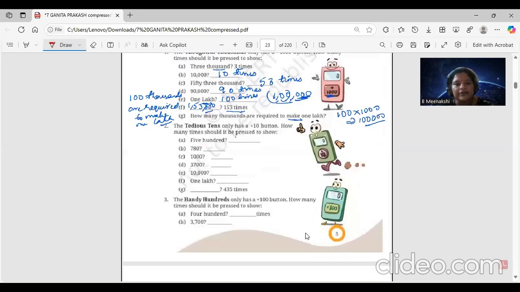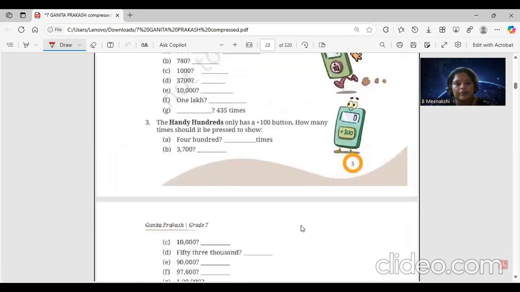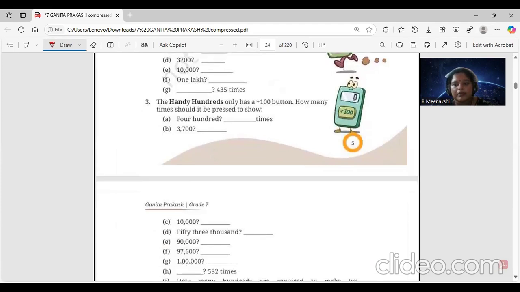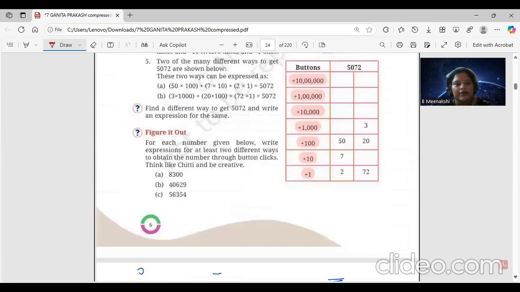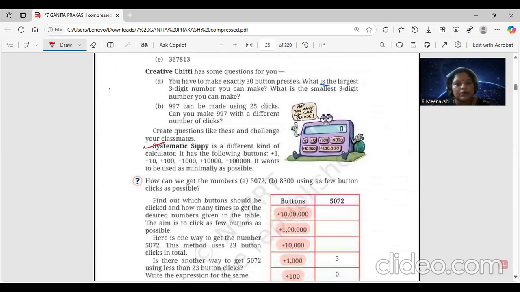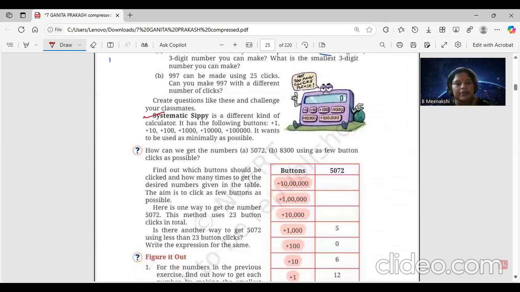And in our next video, we will see about the systematic CP calculator, which is a different type of calculator. Just keep guessing. We will see this systematic CP calculator in the next class.